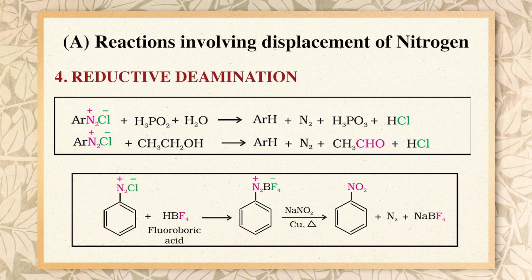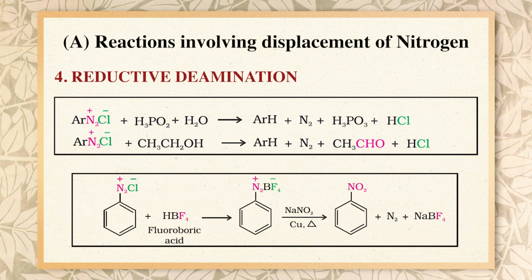Now, coming to the next reaction, that is reductive deamination of primary aryl amines, which replaces the amino substituent by hydrogen using a diazonium salt as an intermediate. When the diazonium salt is treated with a mild reducing agent such as hypophosphorus acid, sometimes known as phosphinic acid, the diazonium ion is reduced to an arene. Alternatively, this can be carried out using ethanol.